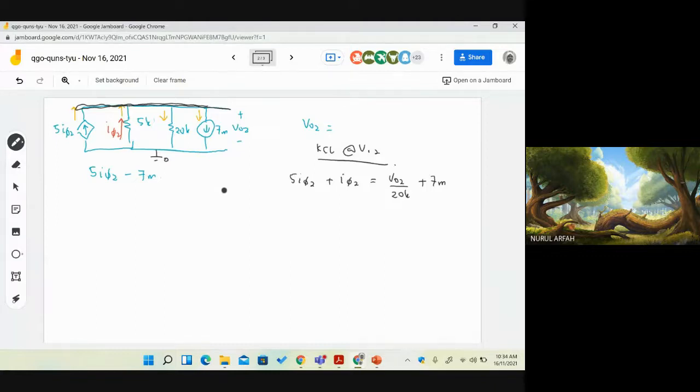Not yet, right? Because we have I52. What is I52? Equal to? Volunteer? What is I52? You can take that thing out. This is 0. This is V02. And this is 5k. I52 is in this direction.